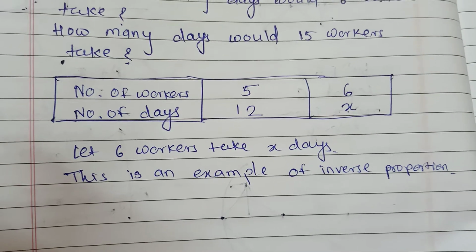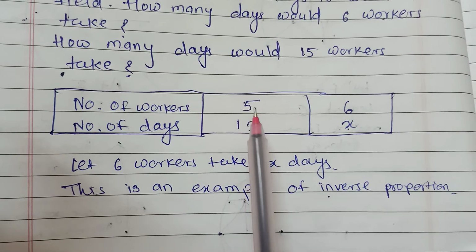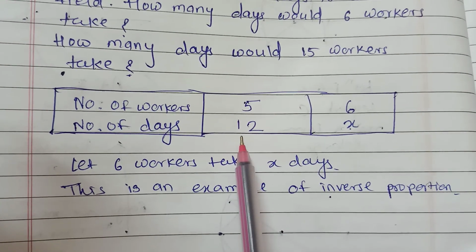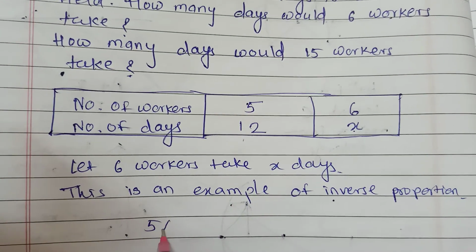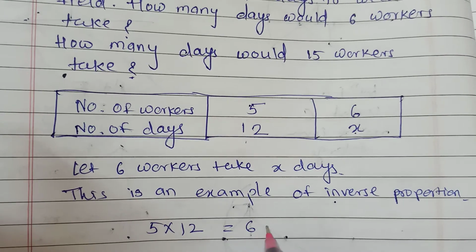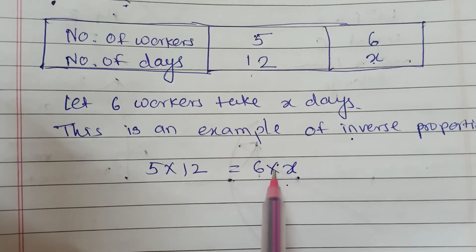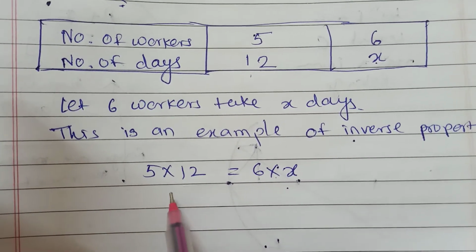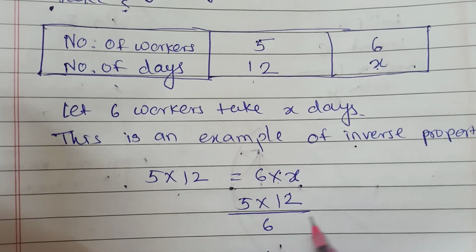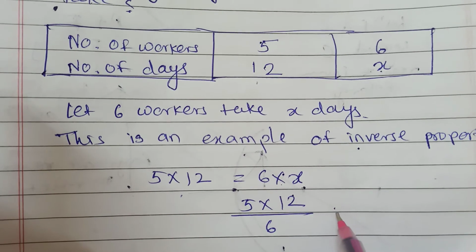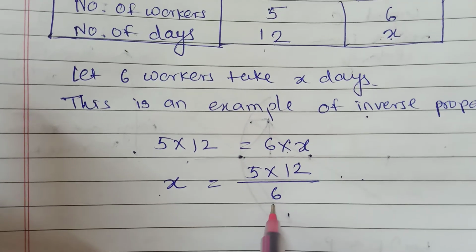Now we have studied that in the inverse proportion, the multiplication of the two quantities is constant. So we'll write over here 5 into 12, that is the multiplication of these two, is equal to 6 into x. Now we have to find out the value of x. So as this x is multiplying here, we'll bring the 6 in the denominator. So 5 into 12 upon 6 is equal to x. Instead of writing here, I am writing on this side. So x is equal to 5 into 12 upon 6.